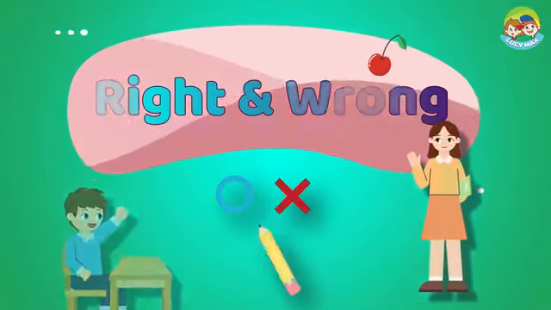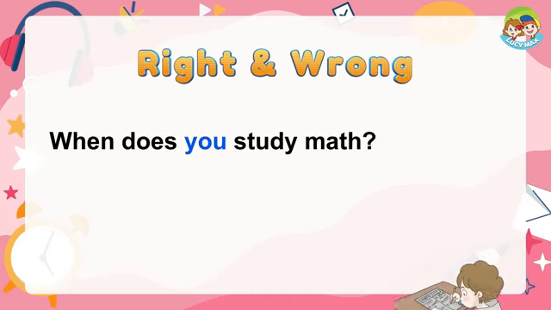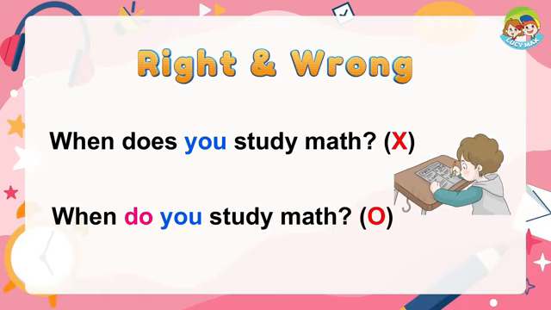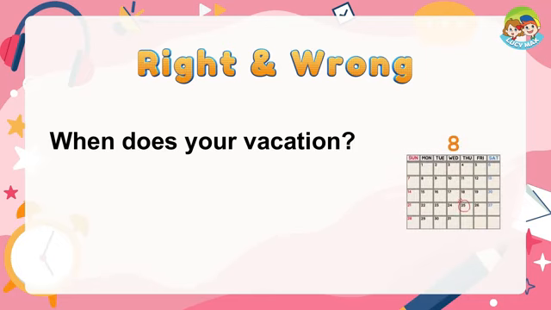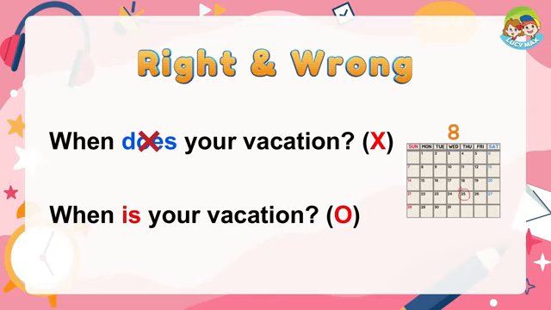Right and wrong. Now look at the right and wrong section. The first one says, when does you study math? You should be used with do. So the correct answer is, when do you study math? Next, when does your vacation? We use the word is.